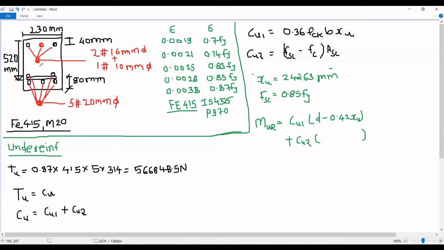So what is the lever arm of Cu2 and Tu2? Cu2 acts at the level of compression steel, whereas Tu2 acts at the center of the spacer bar. So the lever arm is going to be D, that is 520, minus the effective cover of compression steel, that is 40. So the lever arm for Cu2 is going to be D minus 40. Now let us substitute the values.